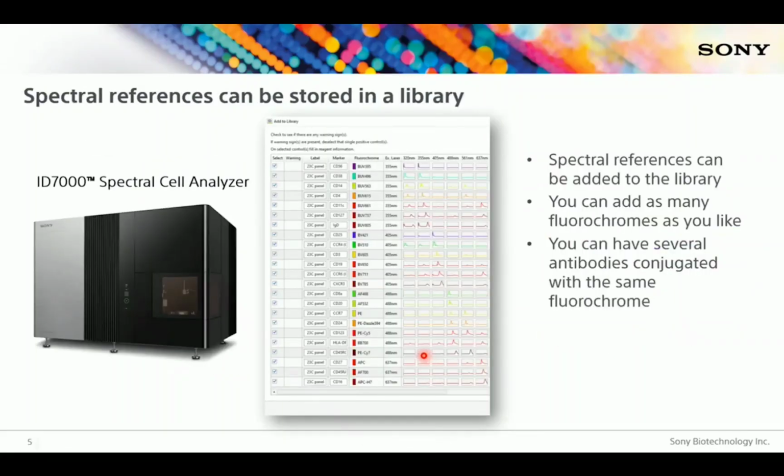Running single-stain controls every time you run your samples can be a lot of work, especially when using large panels. One advantage of spectral flow cytometry is the ability to reuse single-stain controls if your instrument supports this feature. On the ID7000, you can store as many fluorochromes as needed in the spectral reference library. Additionally, you can save different fluorochrome marker combinations. For example, if you are running 3 different panels that all contain BV711, you can store 3 separate BV711 references in the library and use the correct one for each panel.